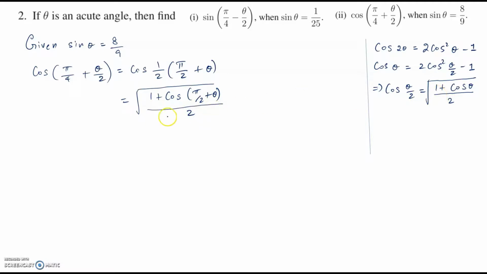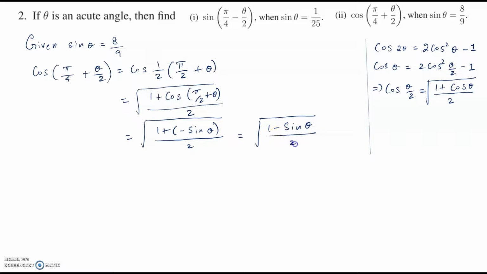This is from here. So this is equal to, now, root of 1 plus cos(pi/2 plus theta) will be equal to, it's in the second quadrant and cos is negative. So this will be minus sine theta divided by 2. Which is nothing but root of (1 minus sine theta)/2.